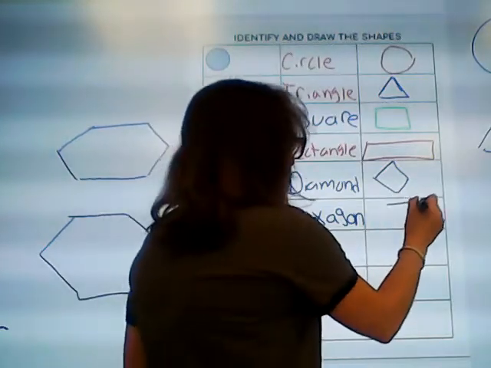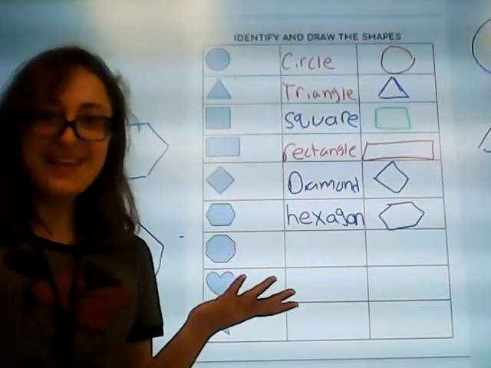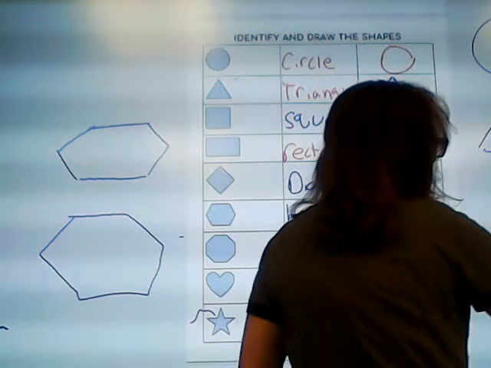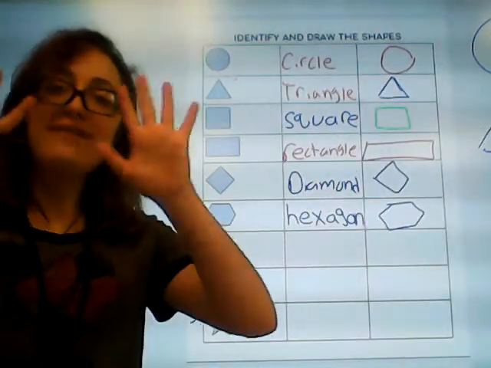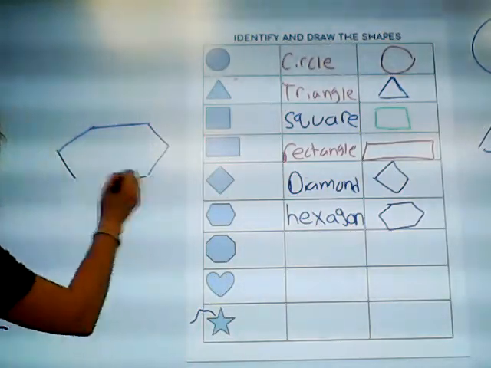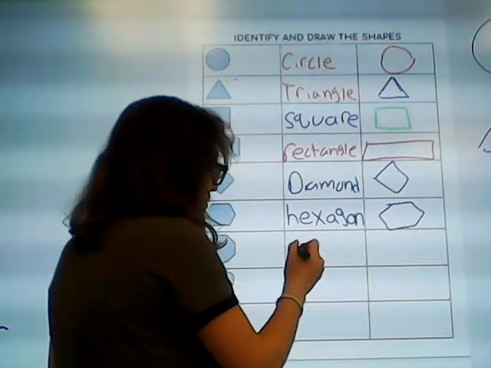Now we're going to draw our hexagon to the side. And there we go. Hexagon. Now we're going to do an octagon. An octagon is going to have 8 sides. 8 of them. So over in our box, we're going to write octagon.